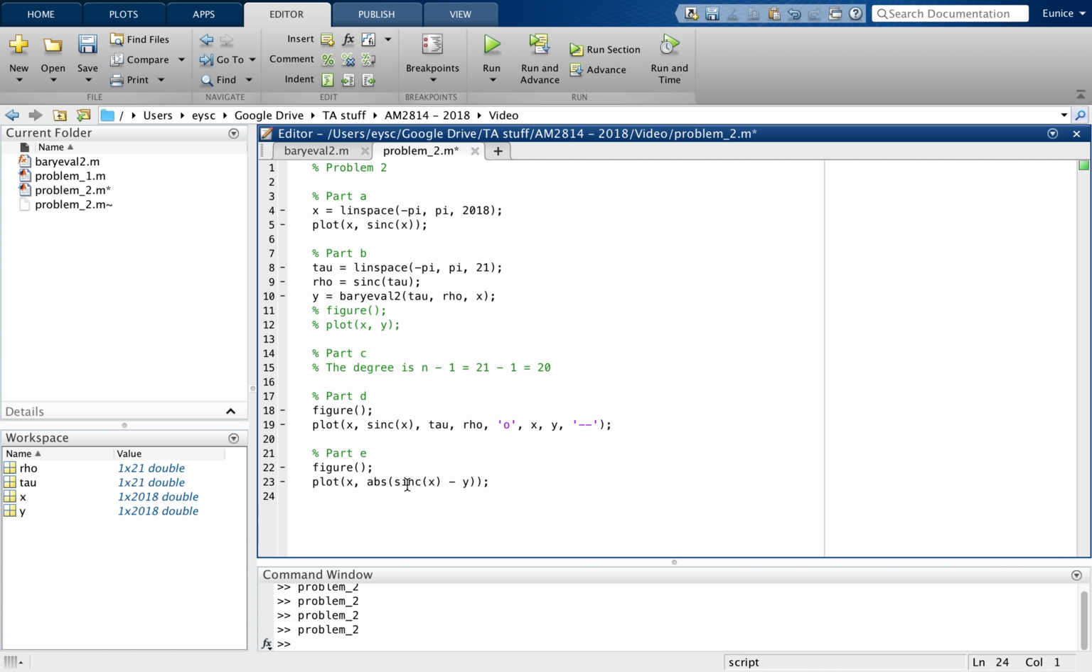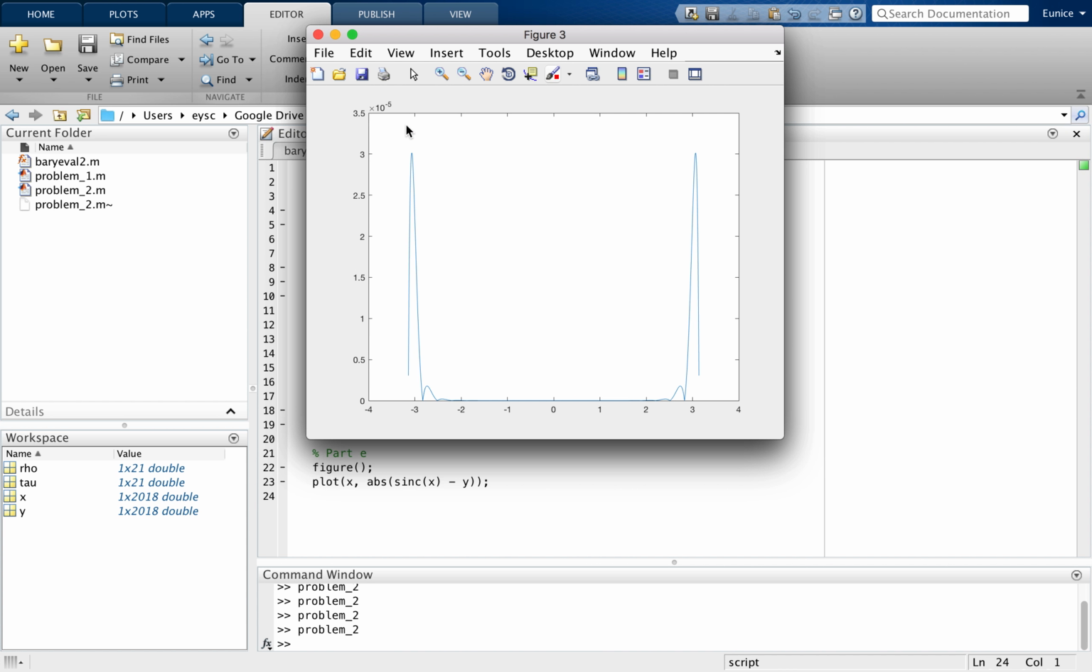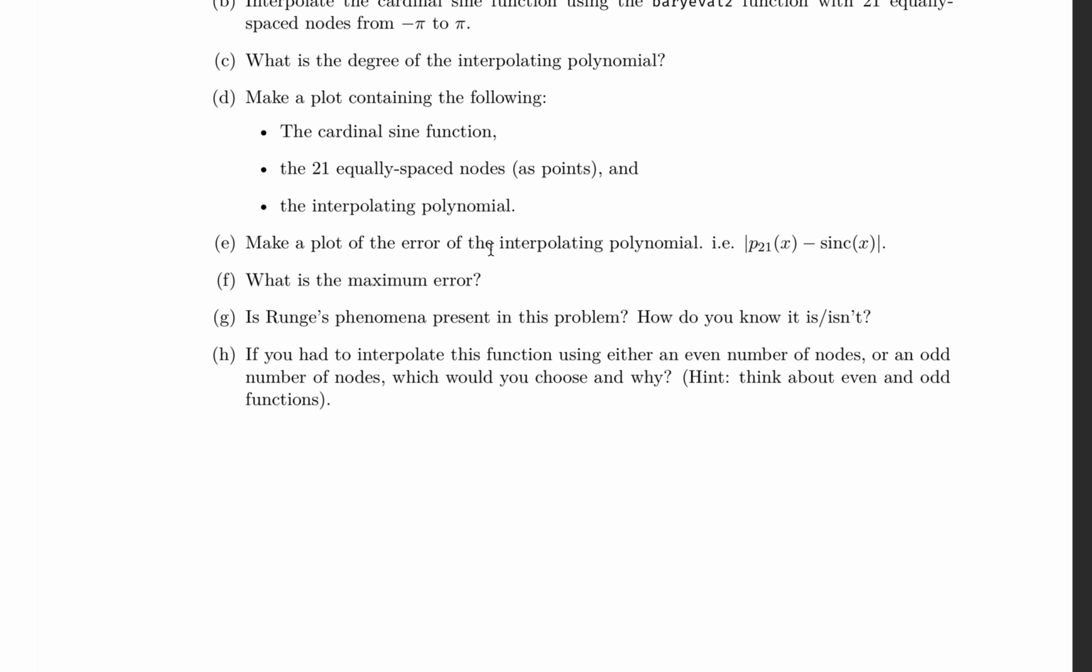So we have our sinc function with the x that we have previously defined in line 4, and we are subtracting whatever we have gotten, which I have defined as y, in line 10. And since we're taking the absolute value of it, we're just typing in ABS and then put everything in brackets. So let's go ahead and run that again. And we can see for figure 3, we get some interesting spikes here. So this kind of leads up to the next question on Runge phenomena.